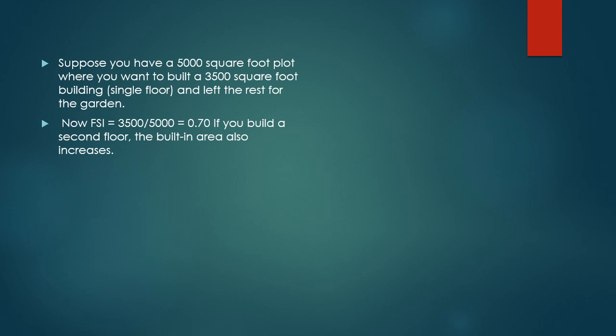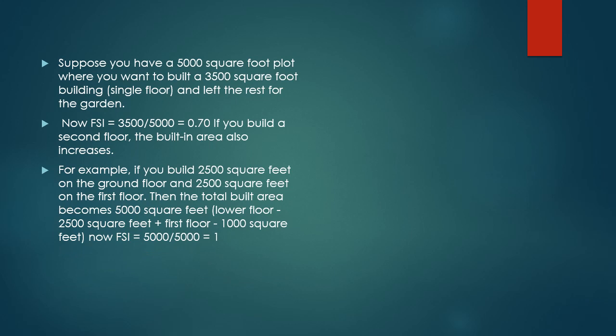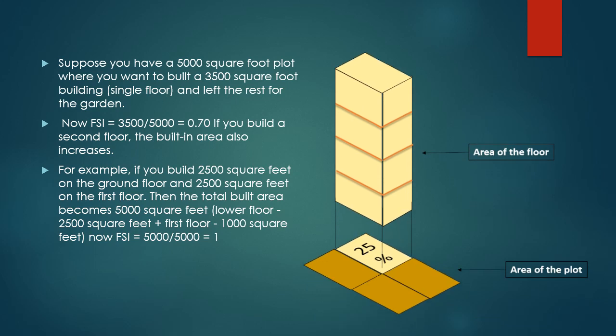If you build a second floor, the built-up area also increases. For example, if you build 2500 square feet on the ground floor and 2500 square feet on the first floor, then the total built-up area becomes 5000 square feet: ground floor of 2500 square feet plus first floor of 2500 square feet. So now the FSI becomes 5000 divided by 5000, which is equal to 1. The images will show you how this calculation has been worked out.